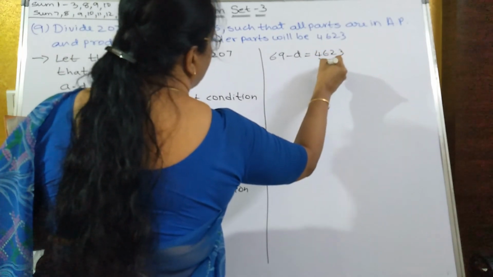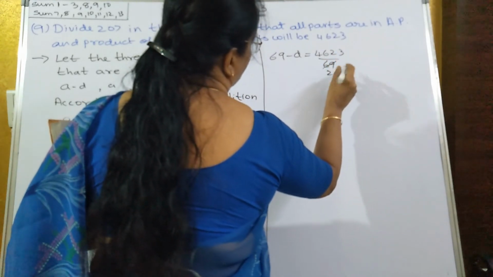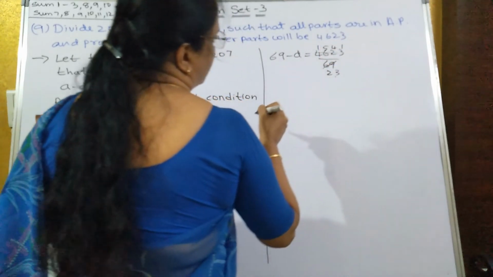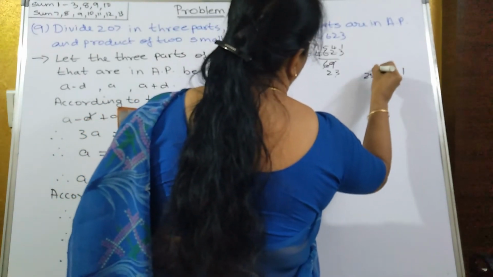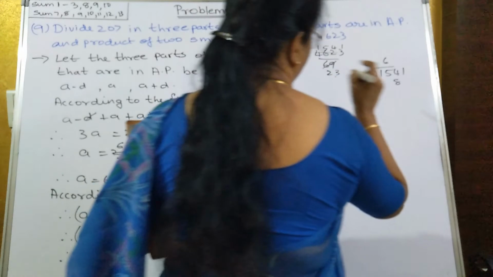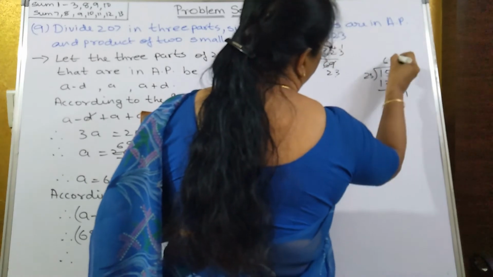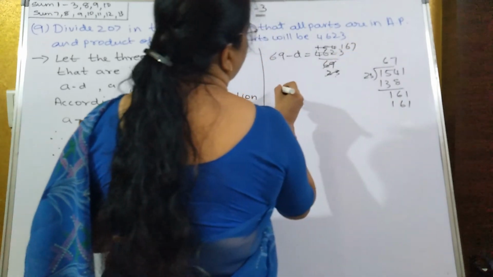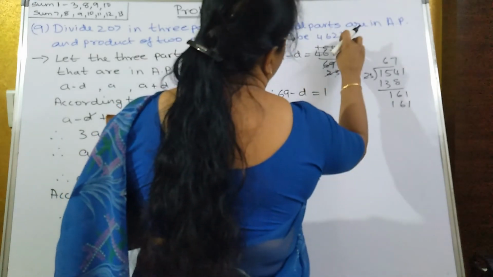4623 divided by 69. It goes in 3's table, 1,541. If I divide 1,541 by 23, what I'll get? 138, 161, it goes in 7's table, so it will go in 67. Therefore 69 minus D is equal to 67.